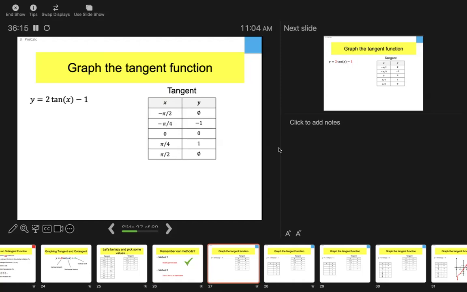Okay, so which values up here affect the Y? The outside. What's on the outside? A 2 and a -1. Both of those affect the Y values. You just need to remember which one you do first. You do the 2 first or the -1 first. We do the inside first, or the one closest to the X, and that would be the 2. Then we do the -1. So you're always going to do your multiplication, division, and then you're adding and subtracting.